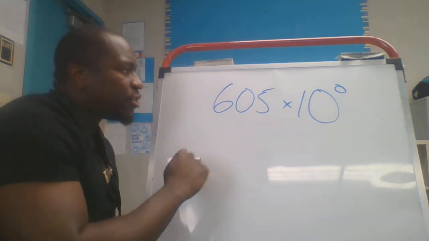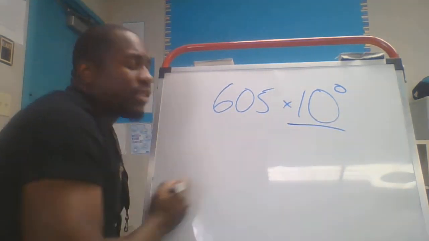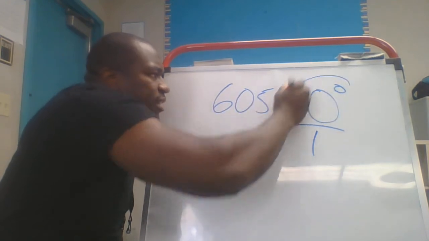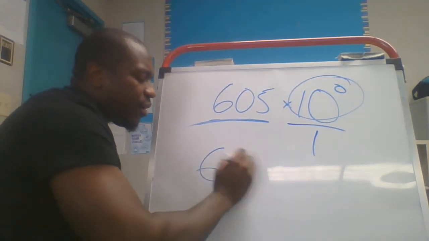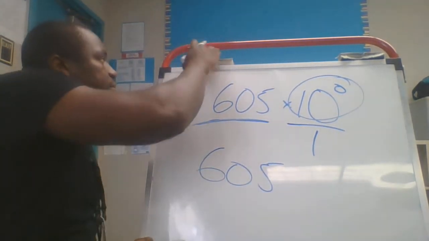Okay, so I'm assuming that you paused the video. And so 65 times 10 to the 0 power, 10 to the 0 power is the same as 1. So whenever we see 10 to the 0 power, our answer is whatever it's multiplying by, here 605. Could be flipped, doesn't really matter.